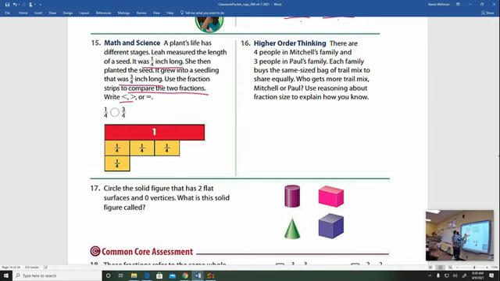So we're comparing again. And use the symbols, right? So here we go. So this is obviously the length of the seed right here, right? This is the seed. And this was her little seedling.